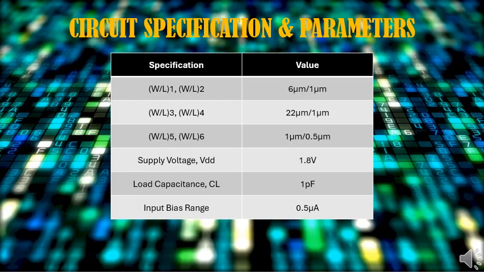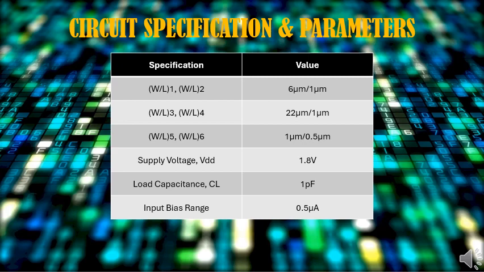So for our circuit specification and parameter, our design has 6 transistors. Each pair of the transistors has its own width and length ratio. So for the first pair, we have 6 micrometer over 1 micrometer ratio. And for the second pair of transistor, we have 22 micrometer over 1 micrometer ratio. And lastly, for the third pair, we have 1 micrometer over 0.5 micrometer.